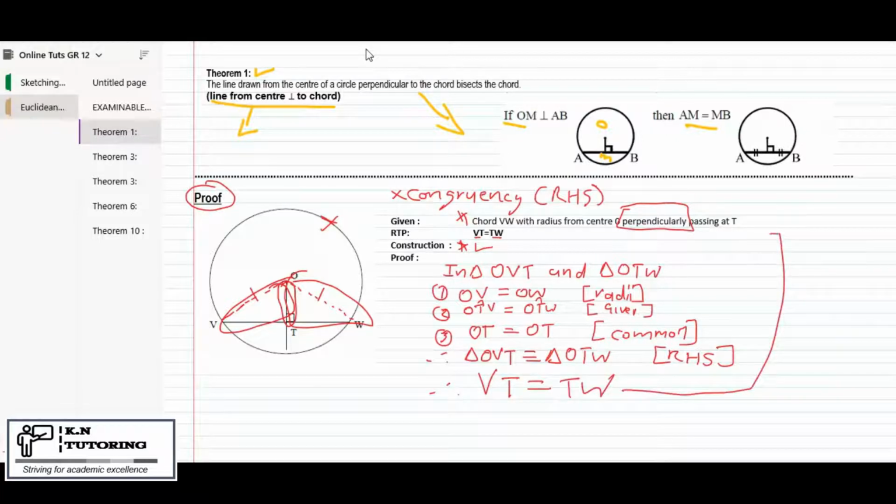And then we have indeed proved that the line drawn from the center of the circle divides the chord into two equal parts if that line is perpendicular. Okay, so we were required to prove that VT is equal to TW, and we have proven that indeed VT is equal to TW. I hope this makes sense.